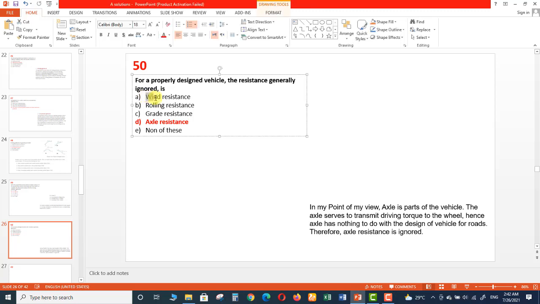So actually, if we look into these options, except option D, all other options are some sort of external resistances, right? Wind, rolling, grade. But the axle is actually a part of the vehicle. So in my point of view, the axle is part of the vehicle. The axle serves to transmit driving torque of the vehicle, right? Hence, the axle has nothing to do with the design of the vehicle for the road. Therefore, axle resistance is ignored while designing the vehicle. So the right option will be option D, axle resistance.